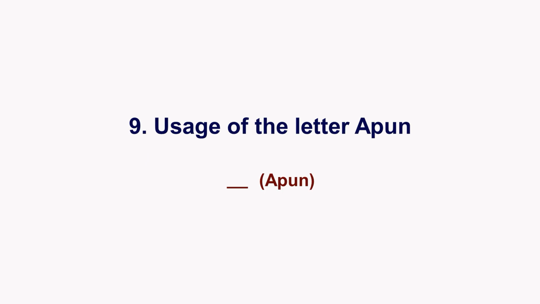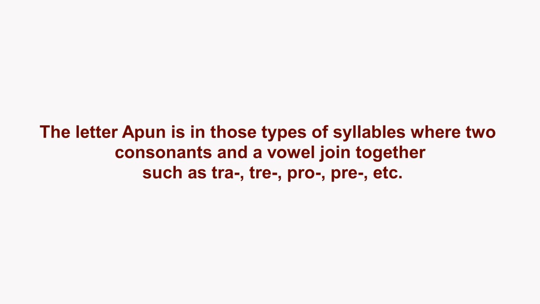Number 9. Uses of the letter apun. The letter apun is used in those types of syllables where two consonants and a vowel join together, such as Tra, Tre, Pro, Pre.